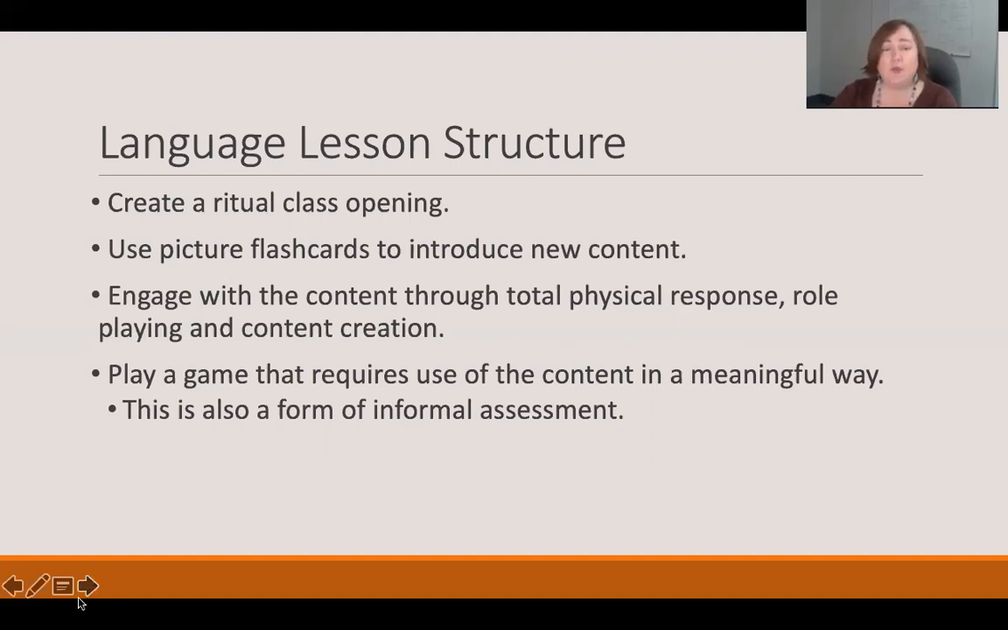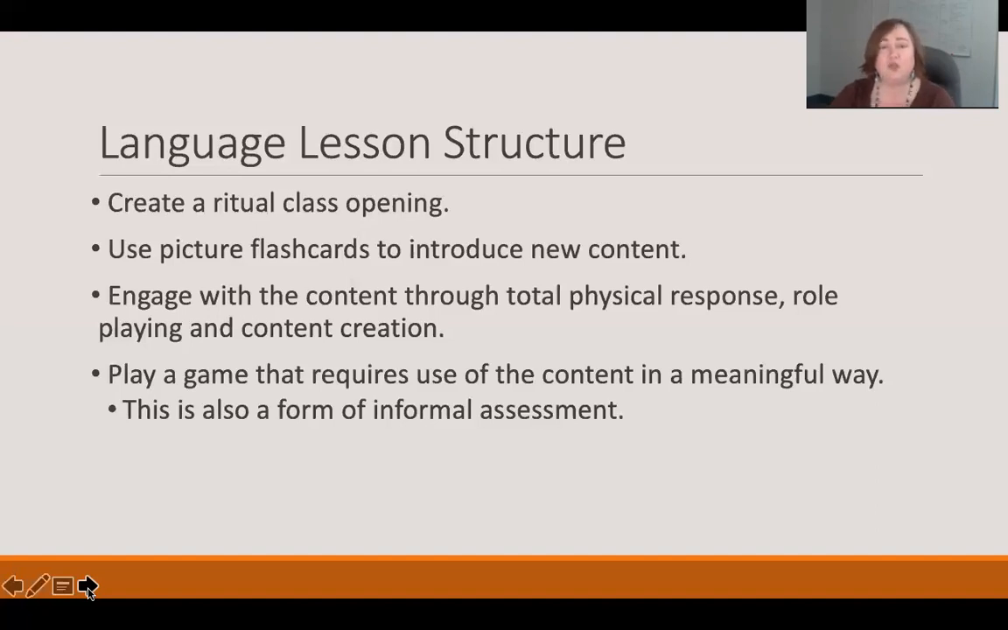So a potential structure could be that you have a ritual class opening where you talk about the weather, you talk about what did you do this weekend, how are you feeling, so some content that they've already had, and then you're repeating that and reinforcing that again so that it becomes automatic. Then you can introduce new content. You can use picture flashcards to do that, again, using as many complete sentences as possible, but using stress, volume, pausing to introduce the new content within those sentences.